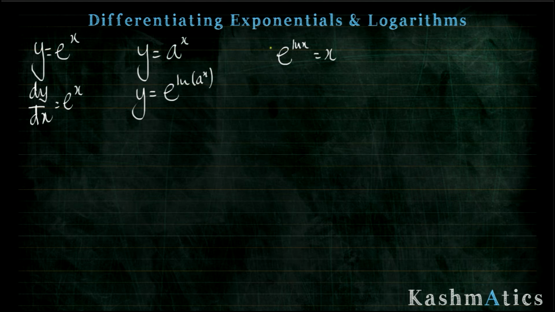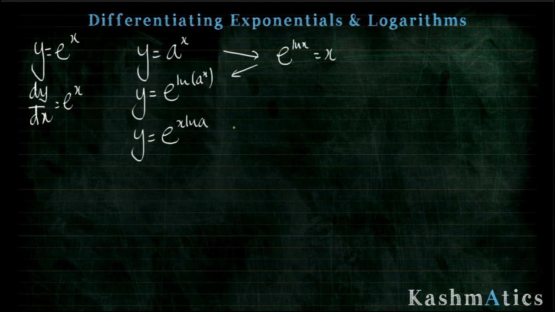So if you compare the two, you should be able to see where that comes from. Now what I do now is use some of my log rules. So I've got some number to a power here, so I can bring the power down, so that I can rewrite that as e to the x ln a.